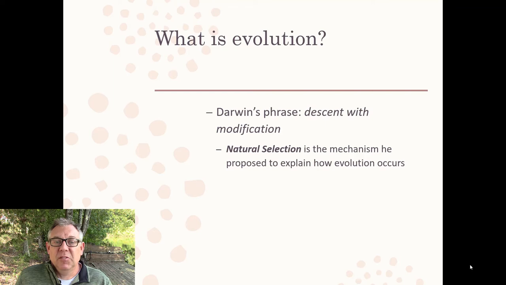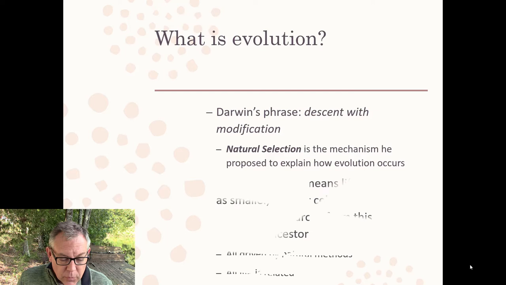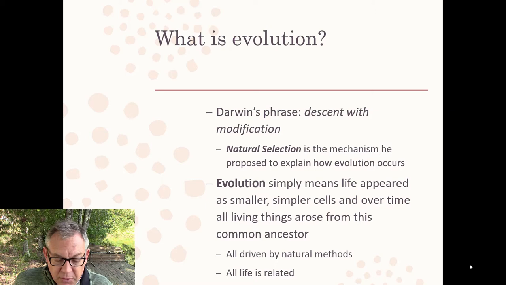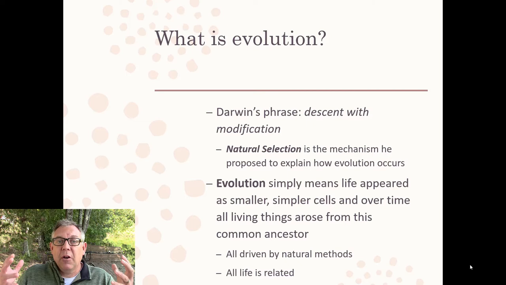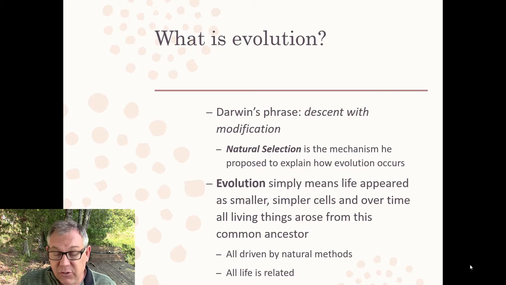And so evolution simply means that life evolved and appeared as smaller, simpler cells, and over time, all living things arose from this common ancestor. And again, that's why all living things share some characteristics, because we got them from our ancestors. And so this is all driven by natural methods, and all life is related.